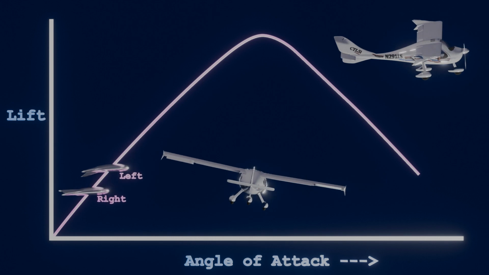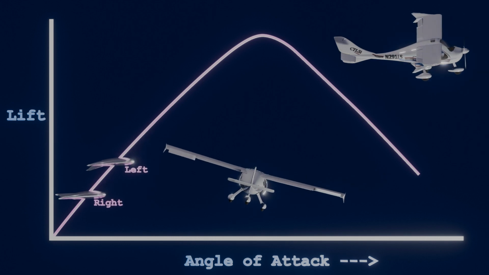Turning the yoke or stick to the right will angle the aileron upwards, decreasing the lift on the right wing. Simultaneously, the aileron on the left wing is lowered, increasing the lift on the left wing. This will lead to a right bank.